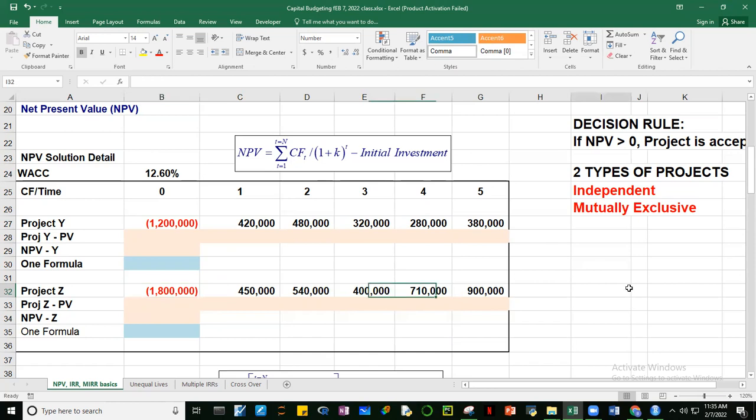All right. You have two projects, guys: Project Y and Project Z. They have their own cash flows. Now, how do you decide which of these projects are feasible or not? Depende, guys, kung independent sila. Kung wala namang constraints sa budget, then as long as the net present value is positive, then okay sila. But if they're mutually exclusive, pipili tayo ng mas malaking net present value.